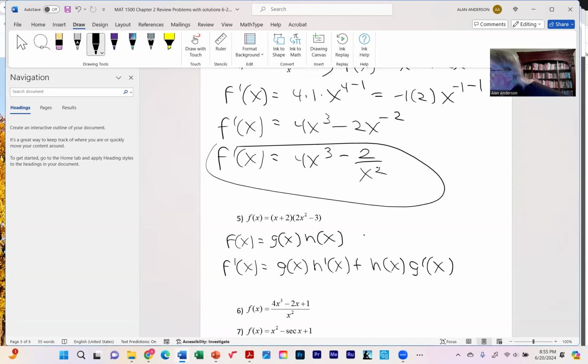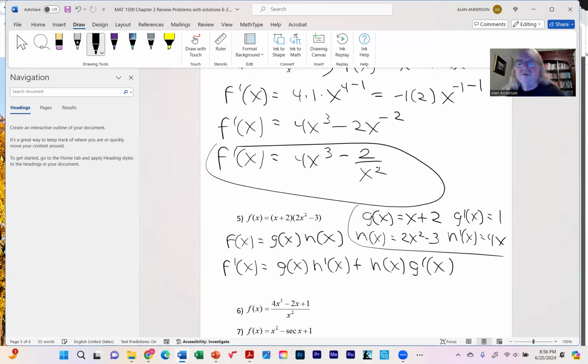So here we know that g of x is x plus 2, the first term, and its derivative, based on the power rule, is simply 1. Because remember, the derivative of just x by itself is 1. The derivative of a constant is 0. Now here, 2x squared minus 3. Again, the constant will have a derivative of 0. The power rule tells us then that h prime of x is just 4x.